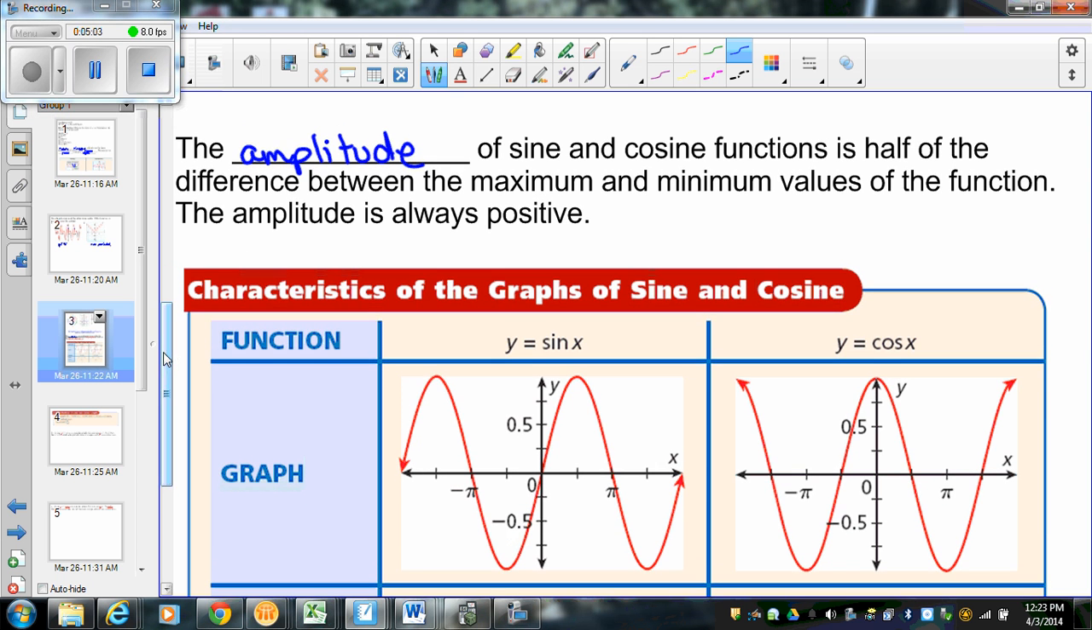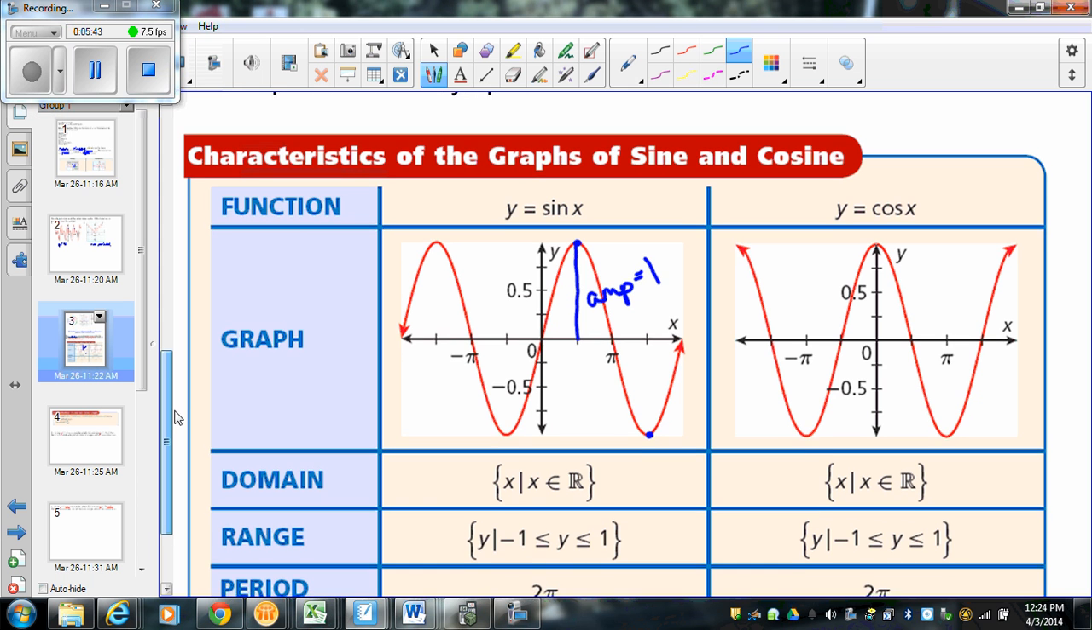So for example here, looking at the graph of sine, the middle of my sine graph would be down here at 0, y equals 0. The highest point on your sine graph is at positive 1. The lowest point is at negative 1. So the amplitude there has an amplitude of 1. Same thing with cosine. The midline is at y equals 0. The highest point is 1 unit above that. The lowest point is 1 unit below that. So cosine also has an amplitude of 1.